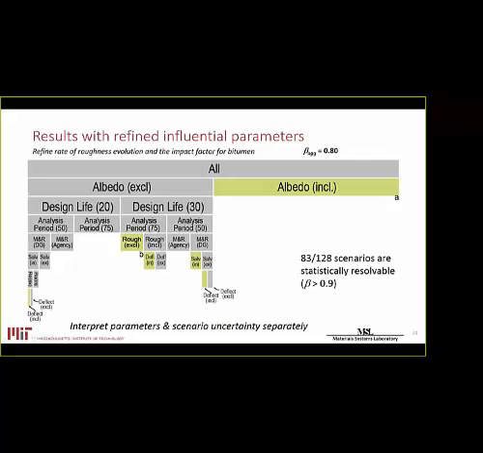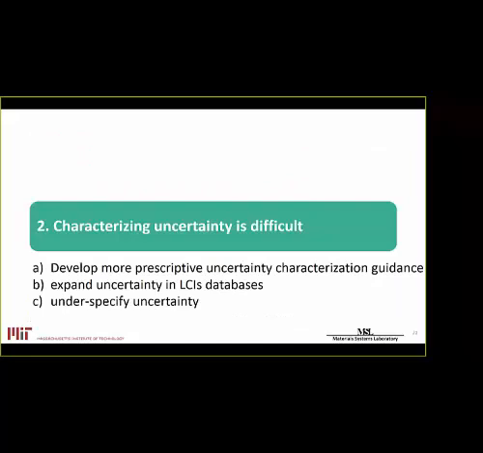So the bottom line is that we want to interpret these parameters and scenario uncertainty separately, but we want to look at them together. So that's perhaps a bit more detailed than it needs to be, but this is one approach we're using to conduct uncertainty analyses. But the other topic that I mentioned, the second one, was that characterizing uncertainty is difficult, right?